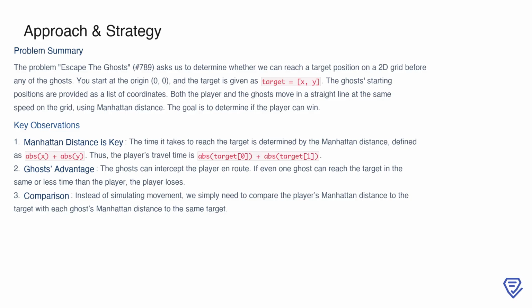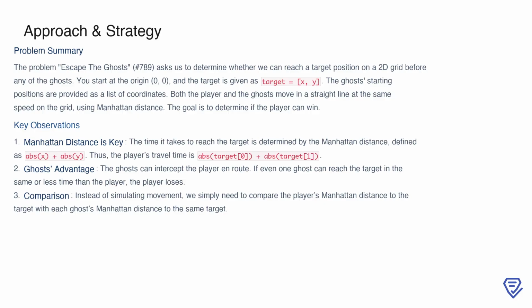You start at the origin, which is the position 0, 0, and your destination is a specific target point, denoted as x, y. The ghosts begin at their respective starting positions, which are given as a list of coordinates. Now, both you and the ghosts move at the same speed, and the time required to reach any position is calculated using Manhattan distance. For reference, Manhattan distance is simply the sum of the absolute differences of the x and y coordinates. Your task is to determine if you can reach the target before any ghost arrives.